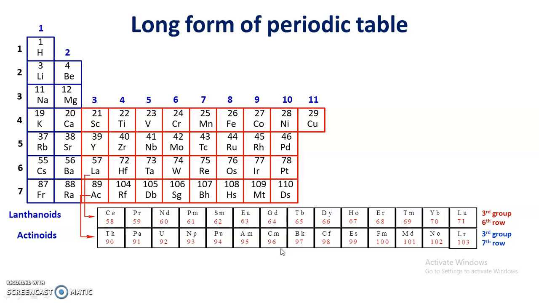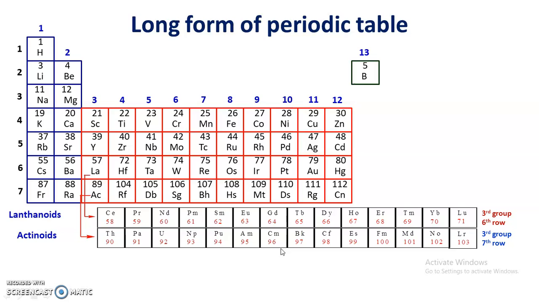Then in the 11th group there are copper, silver, gold, roentgenium. In the 12th group there are zinc, cadmium, mercury and copernicium. In the 13th group there are boron, aluminium, gallium, indium, thallium and nihonium. In the 14th group there is carbon.